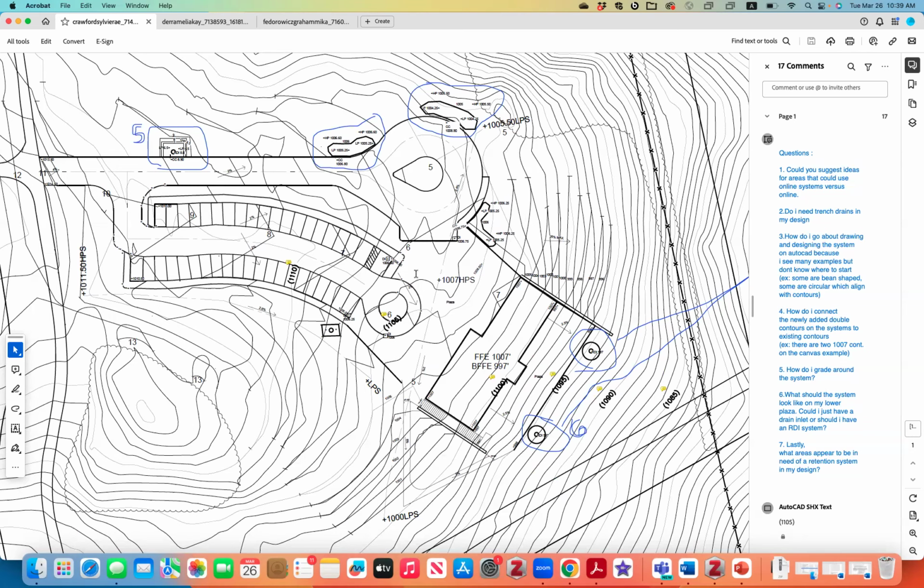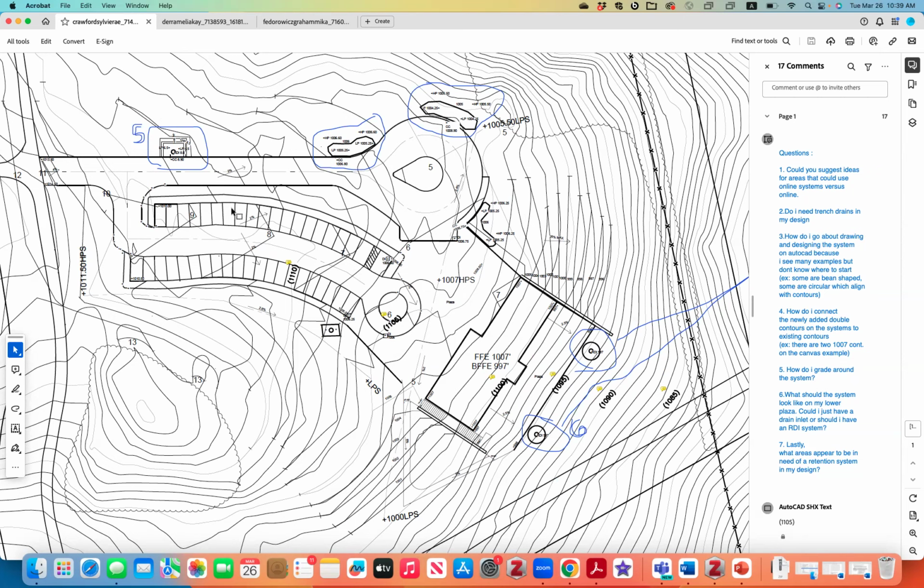Double contours, do you mean here? Like where the 5 is or whatever. Here? No, where I wrote number 5, that little box area that doesn't look like a drainage area. The upper left. Here? No, to the left further. Further right. Here? Yeah.